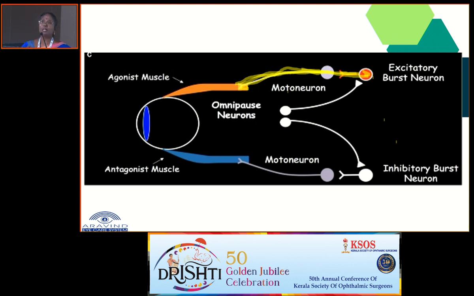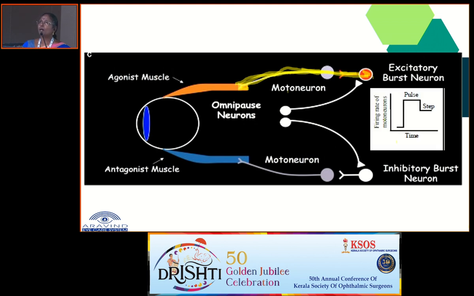If you have continuous firing of the excitatory burst neurons, you are going to have a lot of bizarre movements. So this is under the control of the omnipause neurons. The omnipause neurons will not function when there is a saccade. After the saccade is generated, the firing is reduced. In order to maintain that position, you need a pulse frequency, and you need a step, something which is maintained.